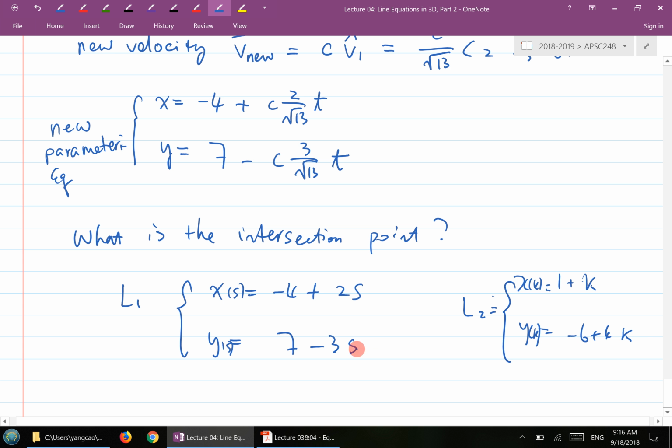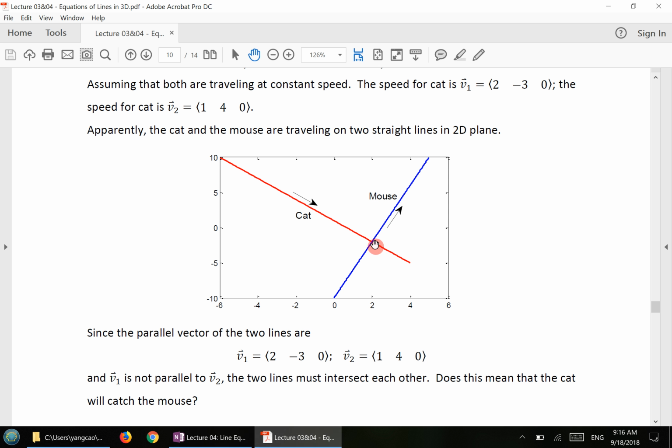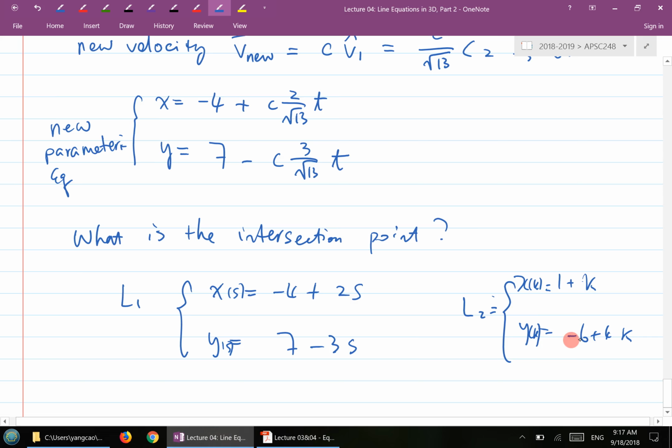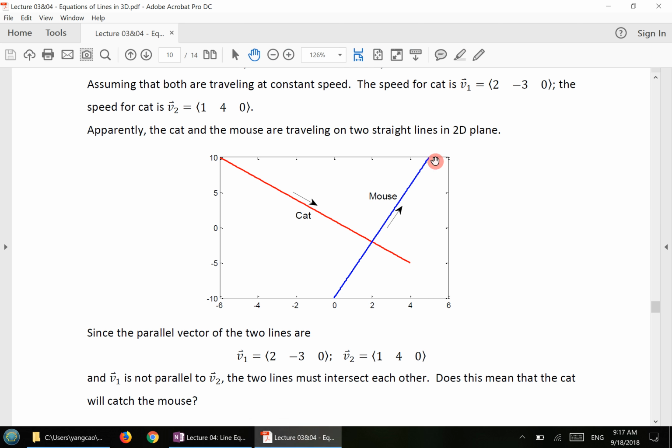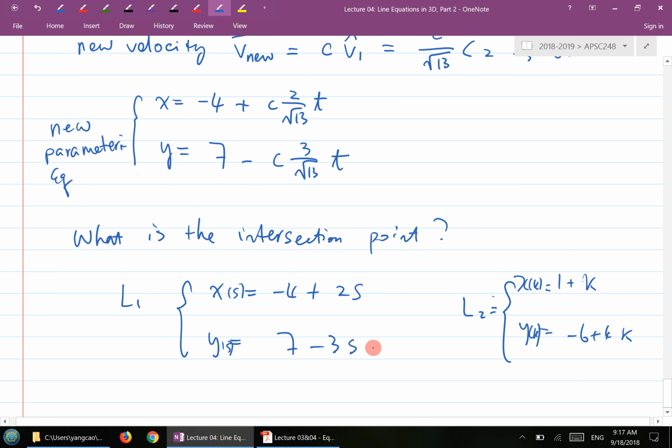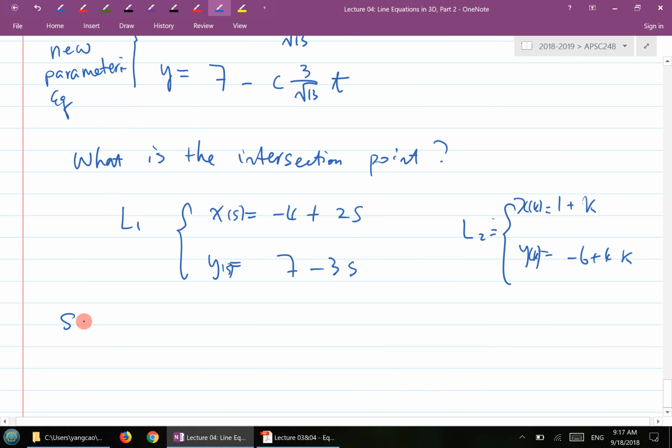When s equals a certain value, this line ends up at this point. When k equals a certain value, the blue line ends up at this point. That's how you can solve for intersection points. So s equal to something leads to point P, and k equal to something leads to the point P. Let's say P is the intersection point.